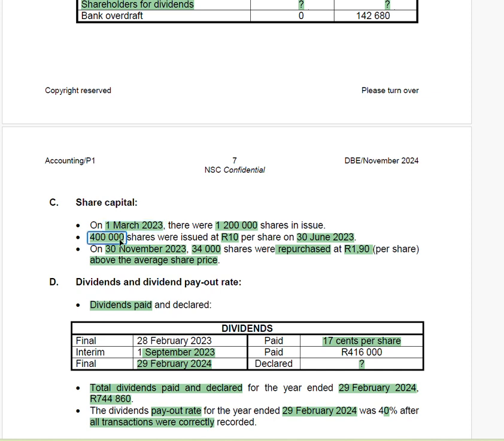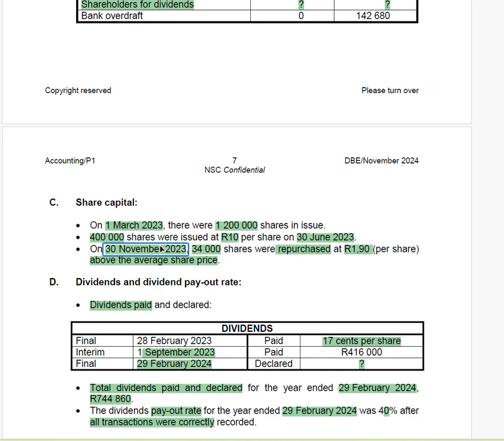Therefore, it is during the year. So what did they do? They issued shares, that means there was a cash receipt for 400,000 shares at 10 Rand each. So now how do I get the amount that they received when they issued these shares? I have to say 400 shares times 10 Rand, which is the amount per share.